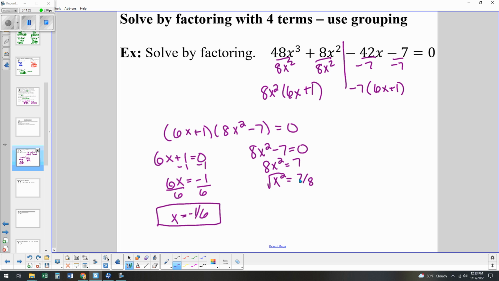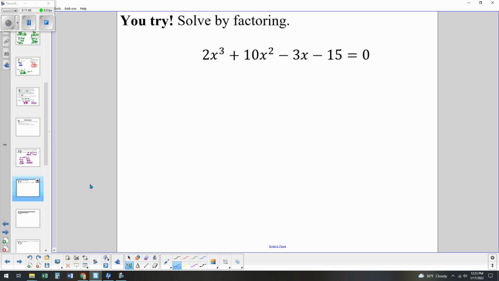and then we're going to take the square root. Remember, we're going to get both the positive and negative answer, and when I take the square root of 7/8, I get 0.94 approximately. So those are my answers for this. Notice I had 1, 2, 3 x values. My power was 3. All right, so you go ahead, try this one, pause it, and check your answer when you're ready.